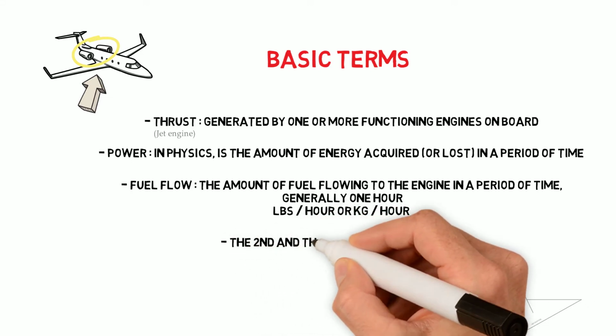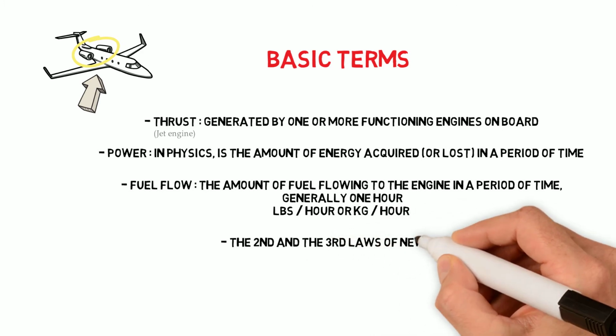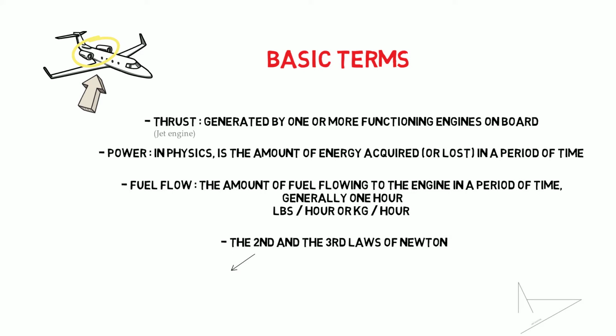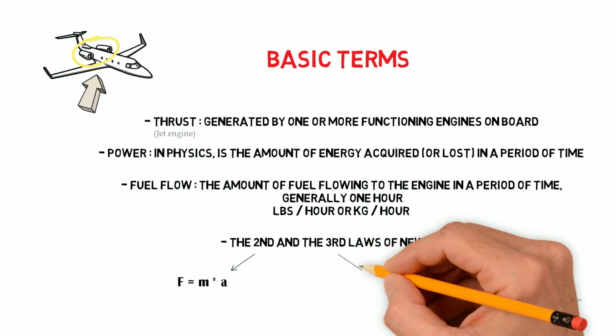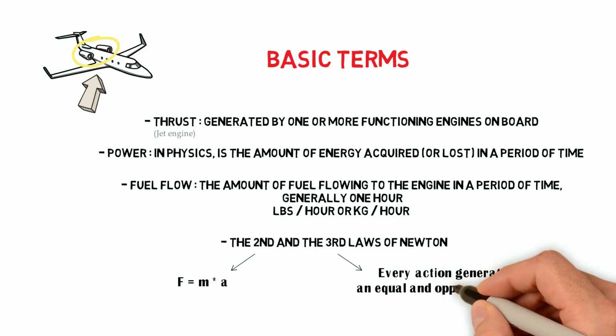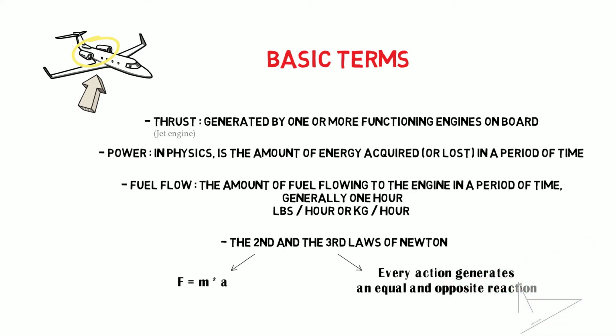Finally, the second and third laws of Newton. The second law states that mass times acceleration equals a force, so F equals m times a. The third law states every action generates an equal and opposite reaction. To give a quick example, when you're canoeing, you push backwards to go forward. The paddle pushes the water and the water pushes you in the opposite direction.